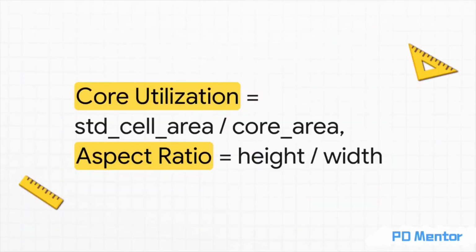And here's the really simple math that drives these big decisions. Core utilization, well, that's just the area taken up by all your standard cells, think of those as the small residential buildings, divided by the total area of your core. And aspect ratio is even simpler, just height divided by width. These two formulas, they are the absolute foundation for figuring out our chip's dimensions.